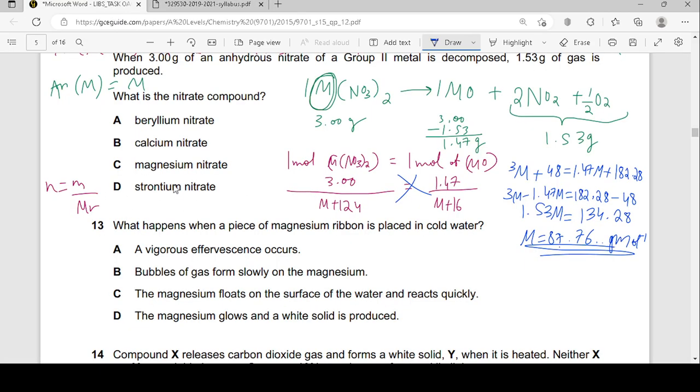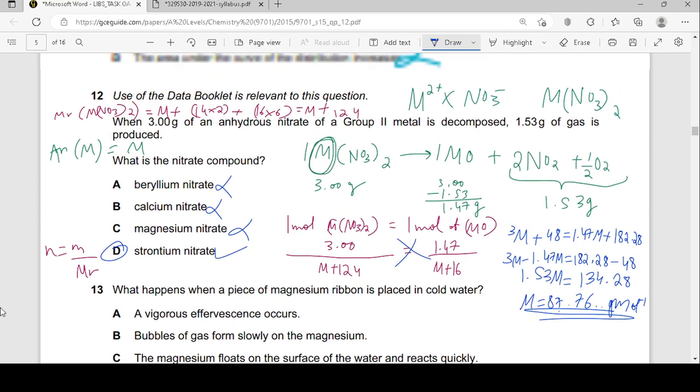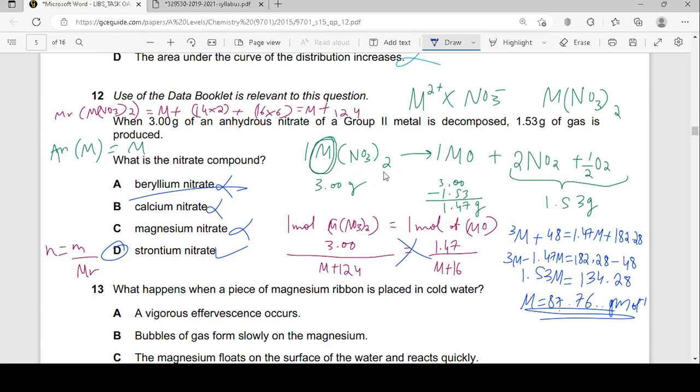That is strontium. So basically, what is the nitrate compound? Using my method, I got strontium nitrate. The other way you could do it is you could find what moles you get, for example, they're saying barium nitrate. So what moles you get from barium nitrate, barium nitrate from barium oxide, so they're the same, and do it for each of these, and then you'll end up with strontium.